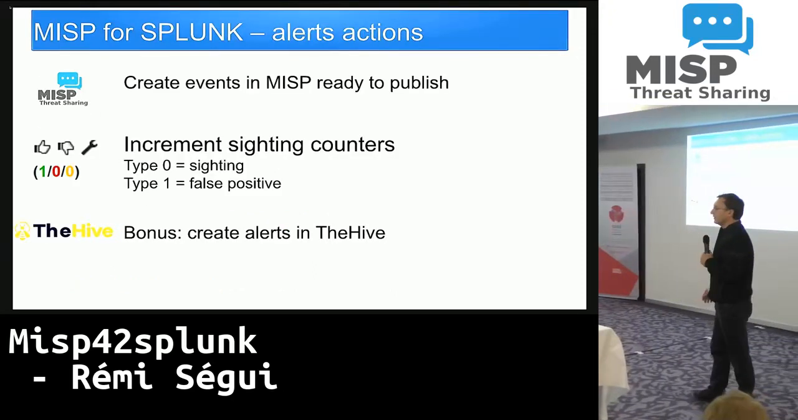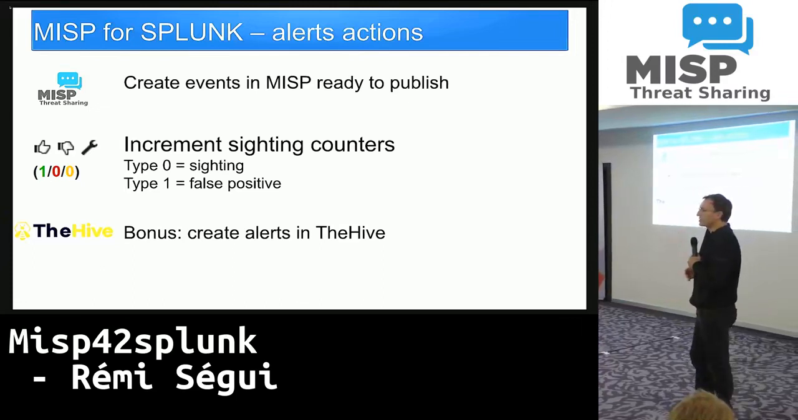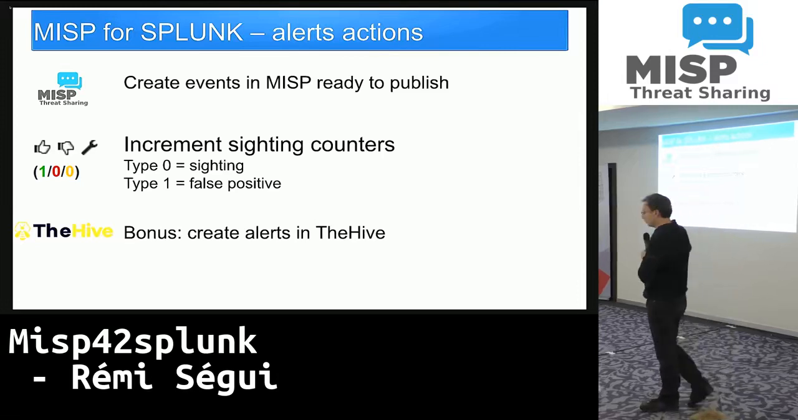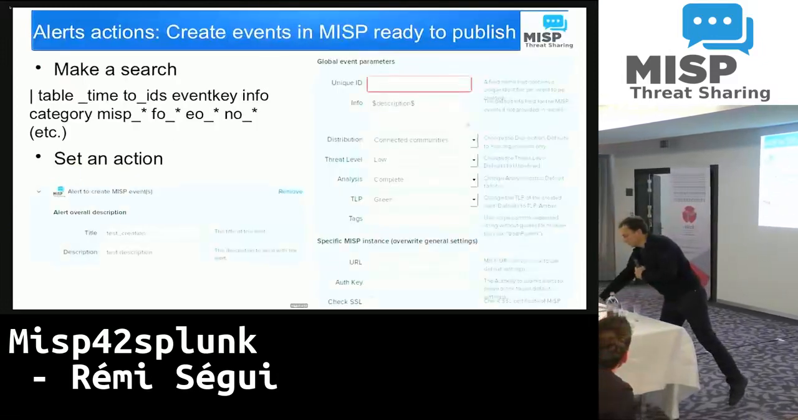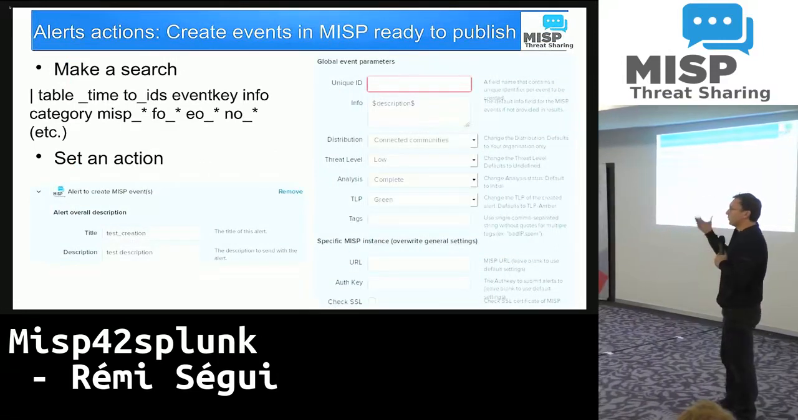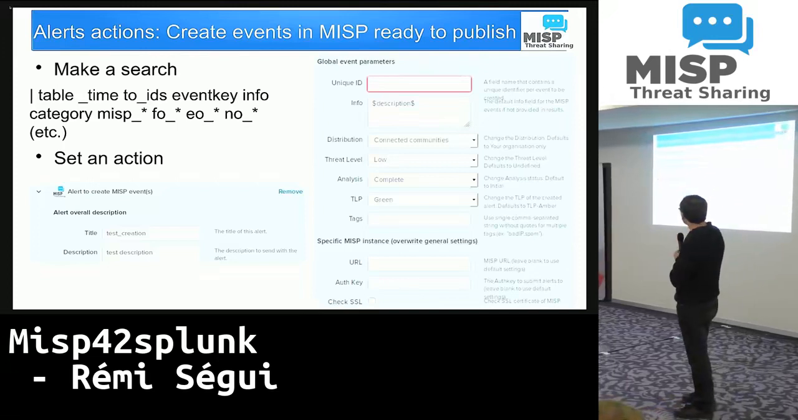The other way is to use information I have in Splunk to push into MISP. In Splunk language, that means you set alerts, and with alerts, you can define some actions. There are 2 actions defined for MISP, and one for The Hive. The first one is to create events. I have in some Splunk logs sandboxing reports, and from those reports, I want to create events in MISP.